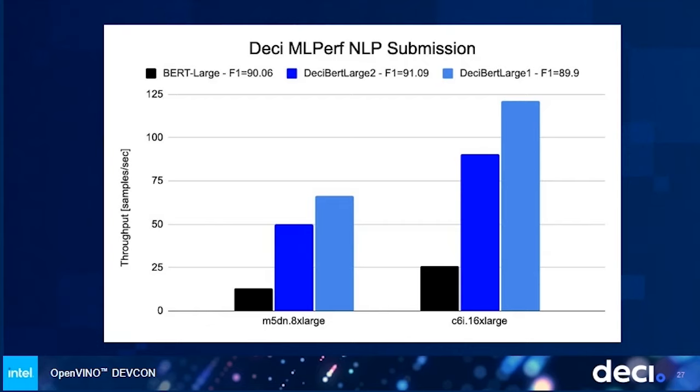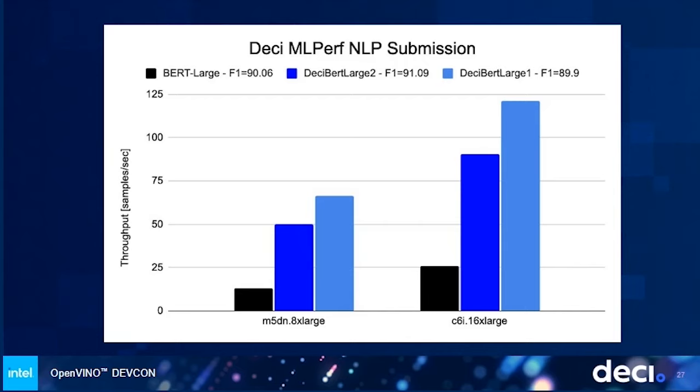So DeciBERT large 1 is a bit less accurate than BERT, but it is much faster. And DeciBERT large 2 is a bit more accurate, but a bit slower. This is the darker blue, the DeciBERT large 2. If we talk about numbers, over here we have DeciBERT large 1, the less accurate but faster one.